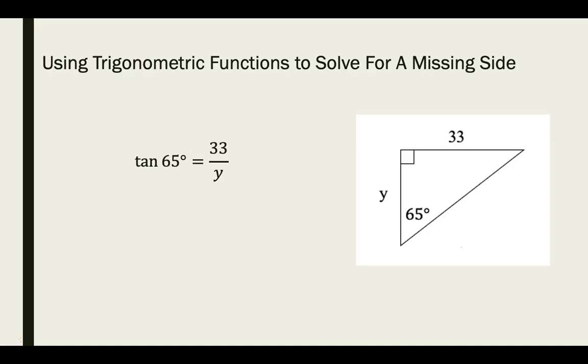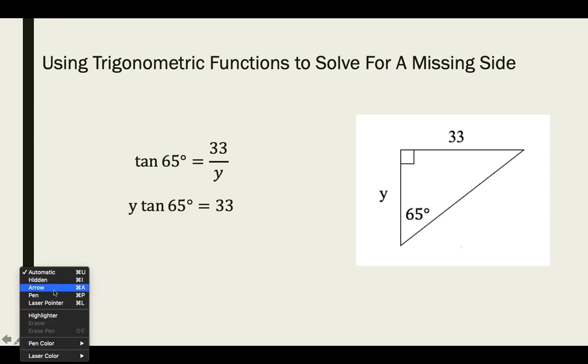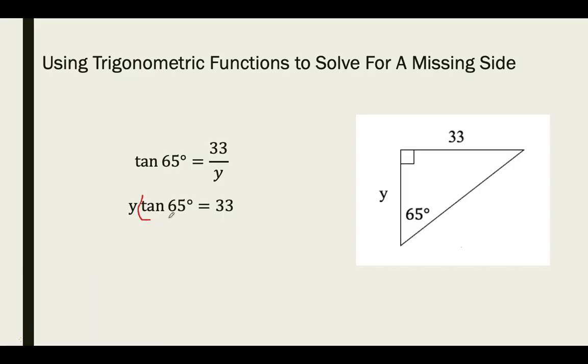Here we need to solve for y, but that's going to be a little bit challenging because y is in the denominator. So what we need to do is first multiply both sides by y. That will give us the equation y times tangent of 65 degrees equals 33. Now, this is the point where some people get a little confused about these trig functions, sine, cosine, and tangent. Remember that when we take sine, cosine, or tangent of an angle, that's just a number. So this tangent of 65 right now, that's just a number, just like any other number. It's a little bit of a weird number, but it's just a number.